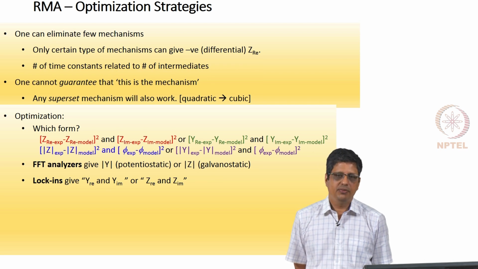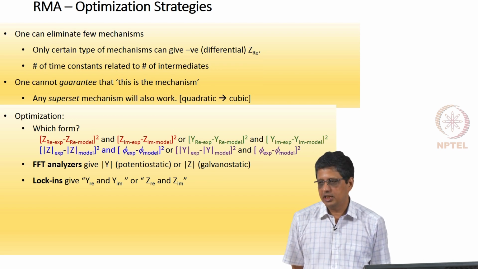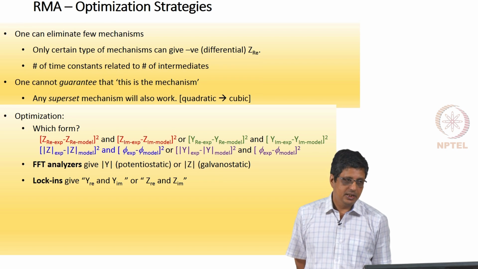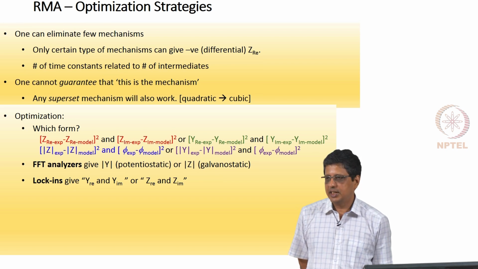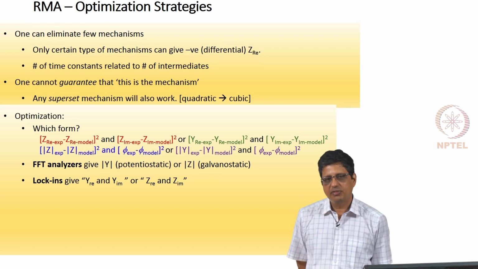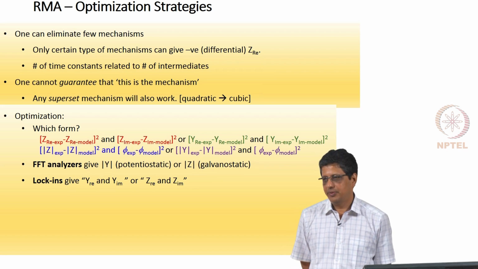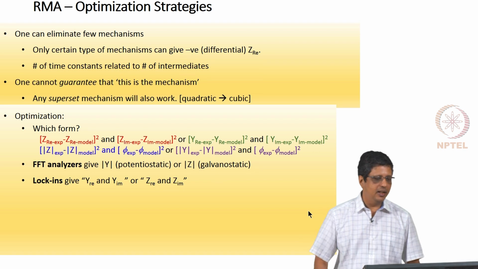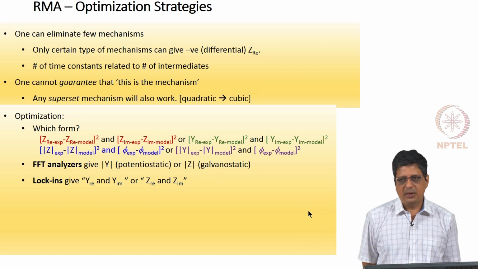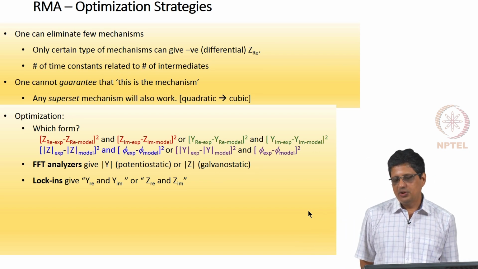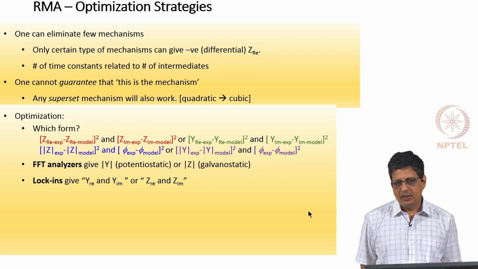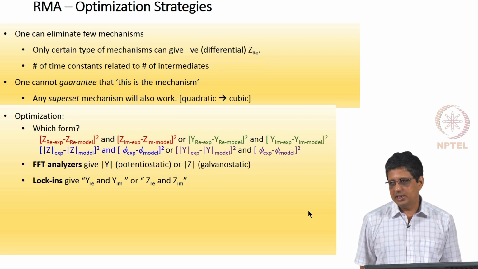Impedance comes in the form of Z real and Z imaginary, that is one. It comes in the form of magnitude and phase, that is another representation. It comes in the form of admittance, again real and imaginary, magnitude and phase. So, should I minimize the error between the real parts and imaginary parts? Should I minimize the error between the magnitude and phase? Should I minimize the error between admittance, or should I minimize it in the impedance form?